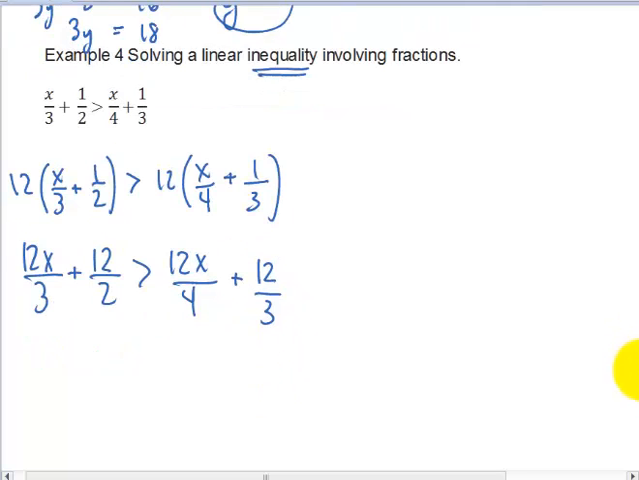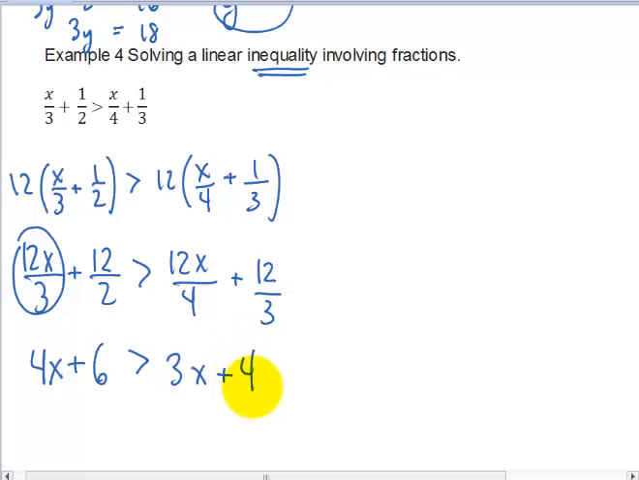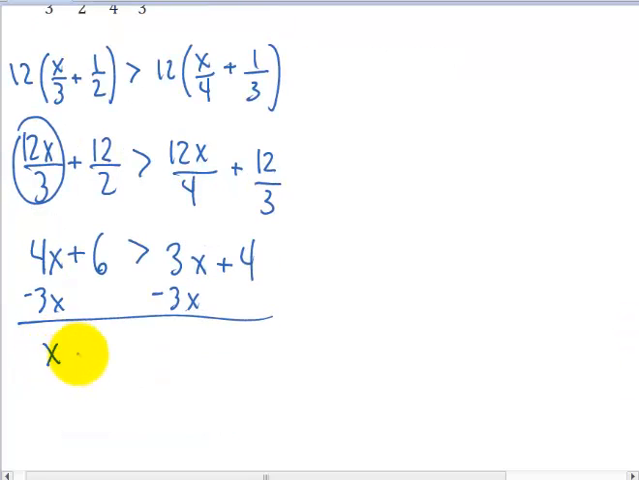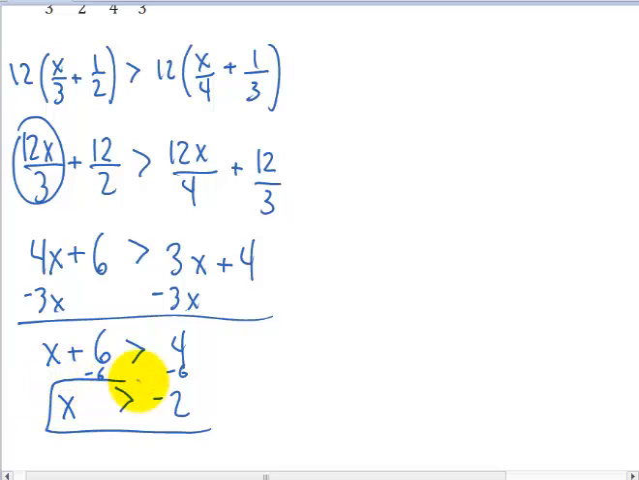And now I'll have 4x, because I simplify this fraction, plus 6 is greater than 3x plus 4. And now I'm just solving it as if it was a linear inequality. I'm going to subtract 3x. I have x plus 6 is greater than 4. Now I'm going to subtract the 6. And I have negative 2. So my solution is x is greater than negative 2.